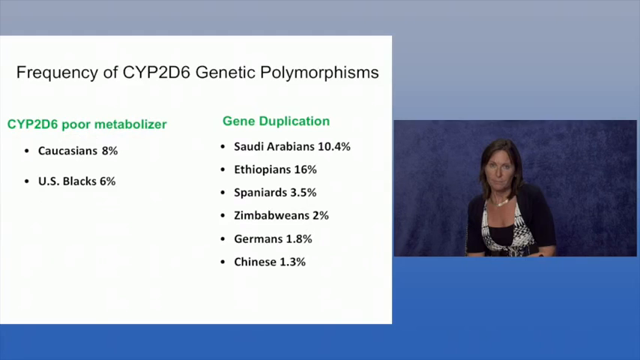Are there certain populations that have a higher prevalence of 2D6 polymorphisms? Yeah, there are. Gene duplications are commonly seen in Saudi Arabians, Ethiopians, and then to a lesser extent in people of Spanish descent, Zimbabweans, Germans and Chinese. Poor metabolizers, lower copies of the enzymes, Caucasians and African Americans in the US.